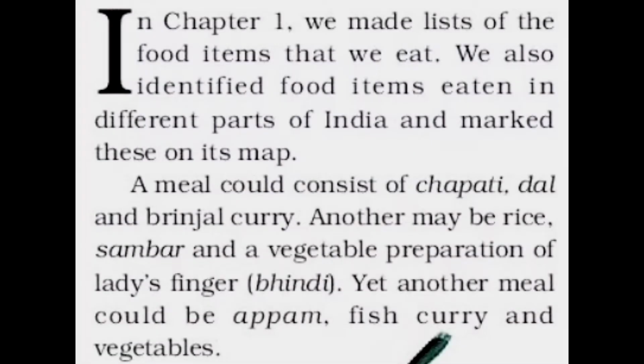In chapter 1, we made lists of the food items that we eat. We also identified food items eaten in different parts of India and marked these on its map. A meal could consist of chapati, dal and brinjal curry. Another may be rice, sambar and a vegetable preparation of lady's finger, that is bhindi. Yet another meal could be appam, fish curry and vegetables.